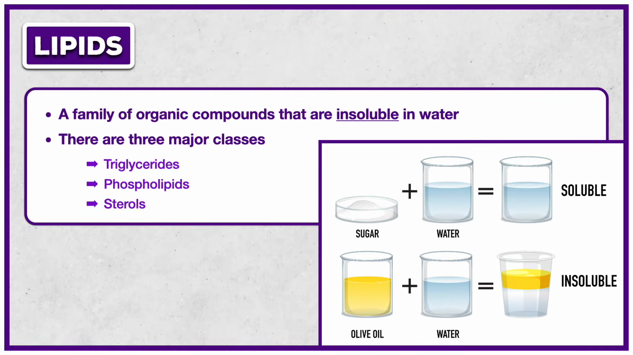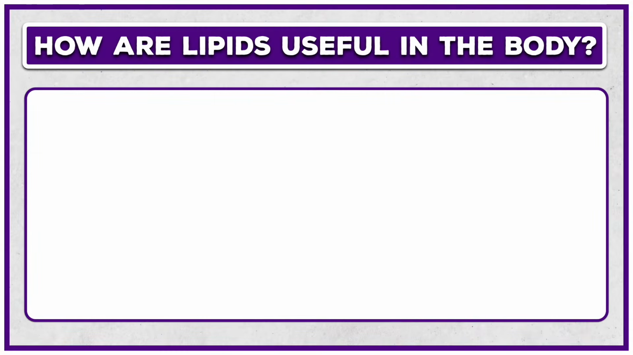There are 3 major classes of lipids. Those classes include triglycerides, phospholipids, and sterols. We'll dive into each class in the second section of the video. First, we'll look at the functions of lipids as a whole. For this, we're asking, how are lipids useful in the body?